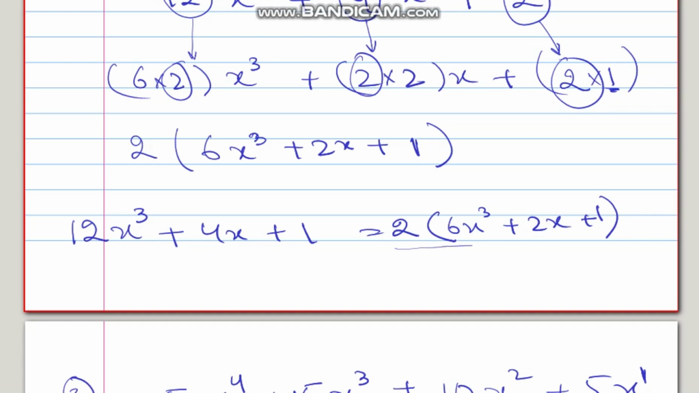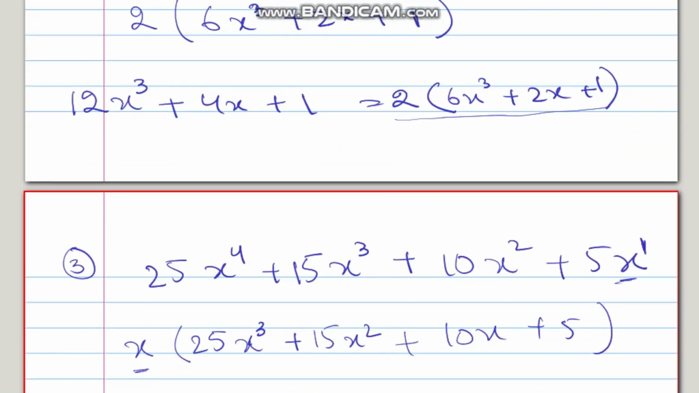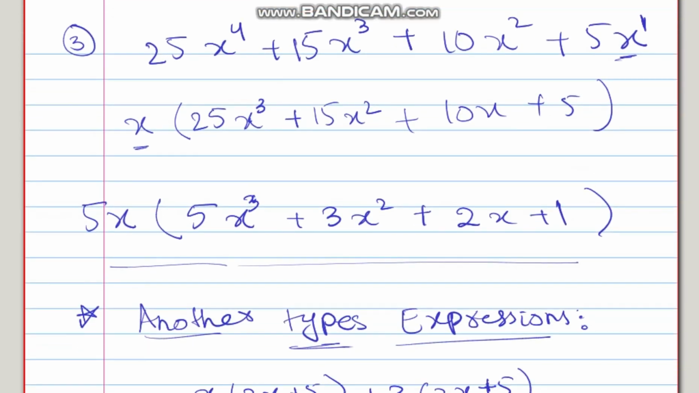This is the simplification, and this is the factorization of this polynomial. It is the 2 here, okay? Sorry, this is 2, okay? Now this is another, third polynomial we have taken. It contains 4 terms: 1st term, 2nd term, 3rd term, 4th term.